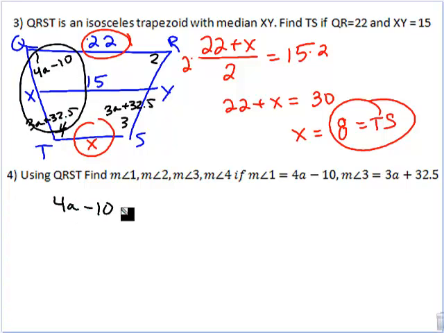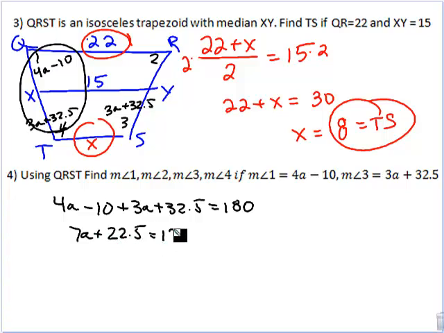Yep, so we can add these to equal 180. Okay, so combine our like terms together. What do we have? 4a plus 3a, 7a plus 22.5 is equal to 180. No, we have negative 10 plus 32.5, so we've got to combine them. Okay, so subtract 22.5. So what would we have then? 157.5. And then what would we do? Divide by 7. So what's our a? 22.5.